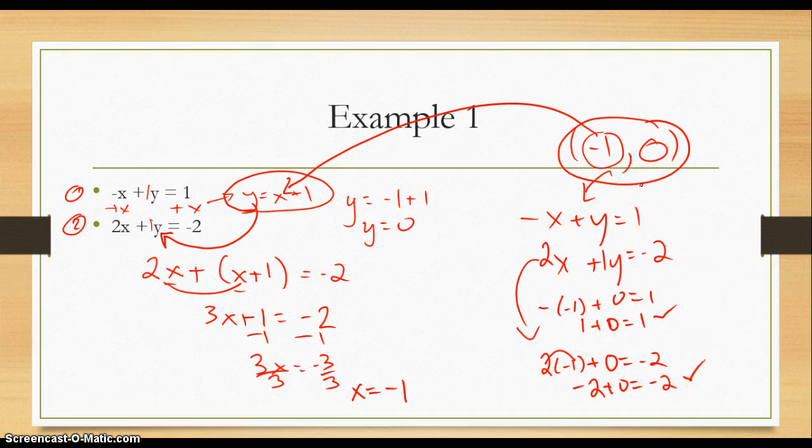So we know if we graphed both of these equations, this linear system of equations, they would intersect at negative 1, 0. Okay? So it's okay if you're feeling a little confused right now. It's okay. Let's work on another one.